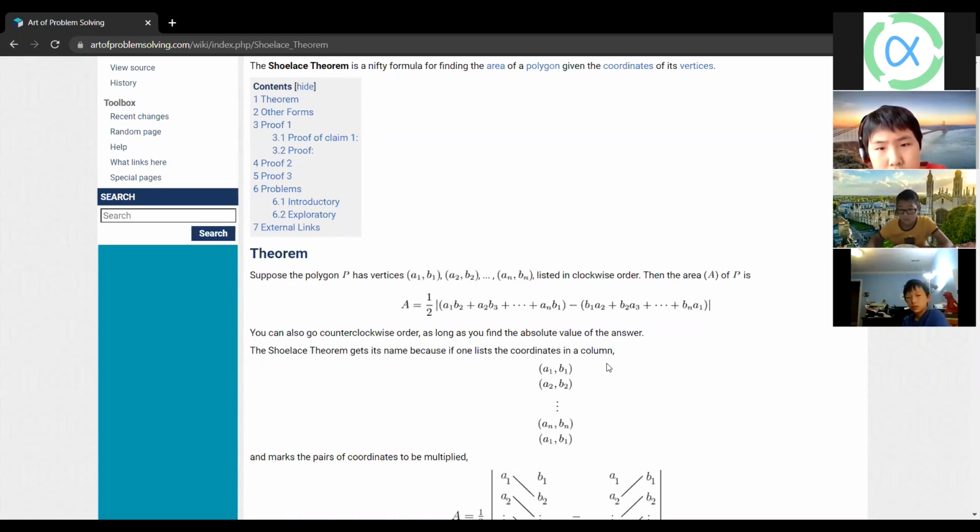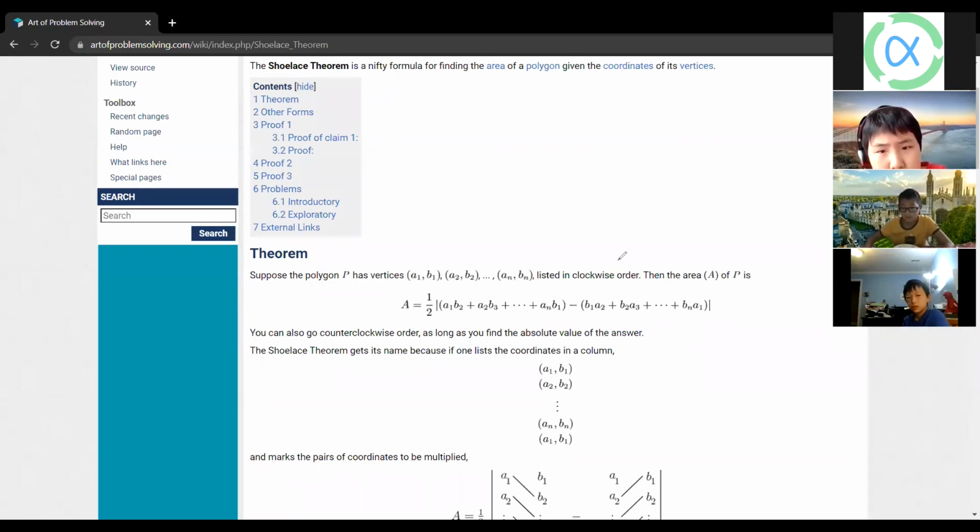Shoelace in general is a pretty useful formula. It's especially useful if you want to chord bash something. Chord bashing is basically where you have a geometry problem that you're not sure how to solve, so maybe it's finding the area of this specific thing. Then you transpose that figure onto a coordinate plane.